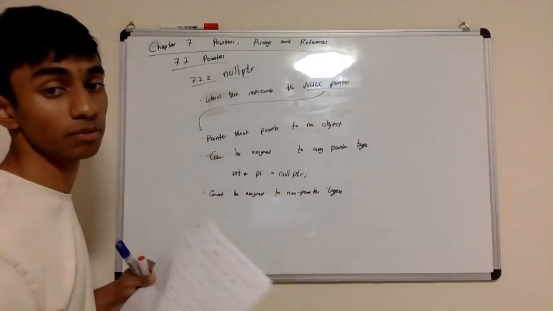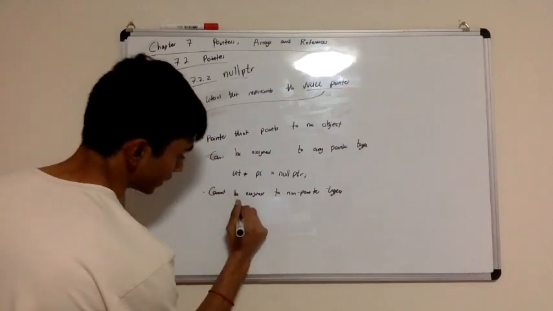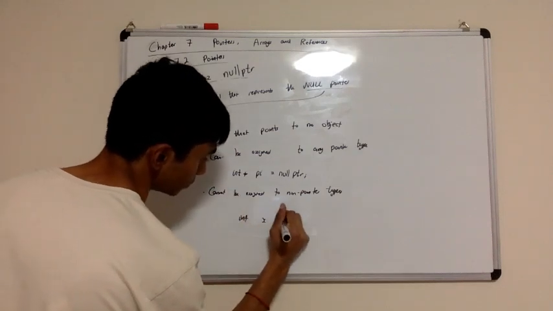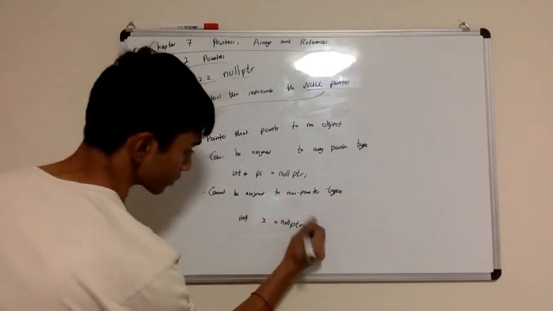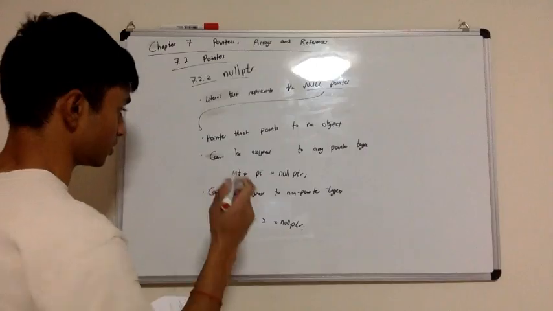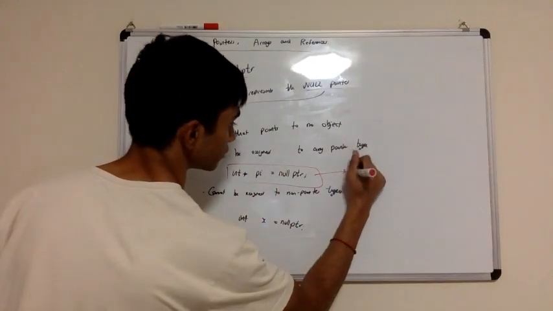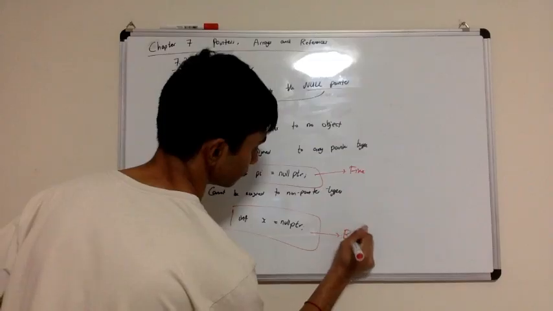Okay, because it is a null pointer, it needs to be given to something that is a pointer. So if you try something like int x equals null pointer, that's going to cause errors, because int x is not a pointer, it is just an integer. So this is fine, this is safe, this is defined, this is bad.